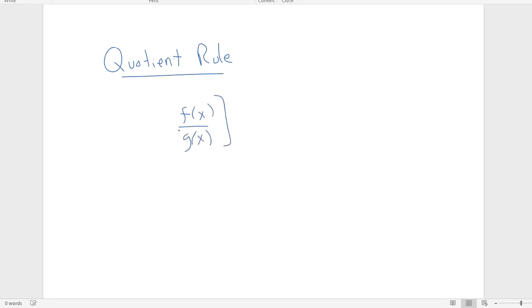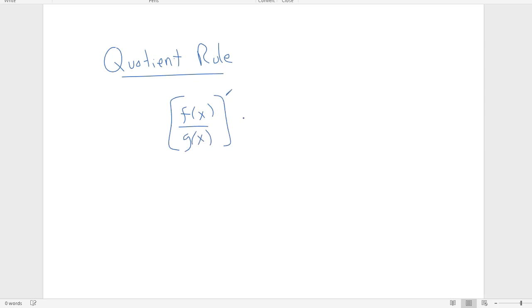Okay, so now let's take a look at the second and last rule that we're going to discuss in this video, which is the quotient rule. So the quotient rule deals with exactly what you would expect it to deal with. This is the quotient. So we would in essence be looking at f of x divided by g of x, and that we are taking the derivative of.